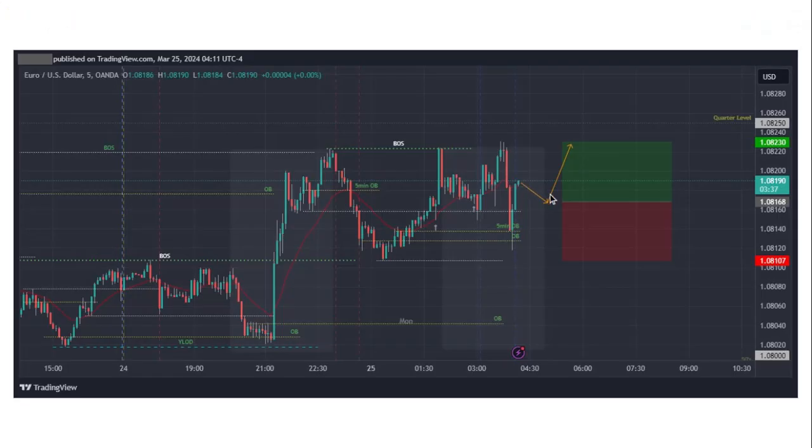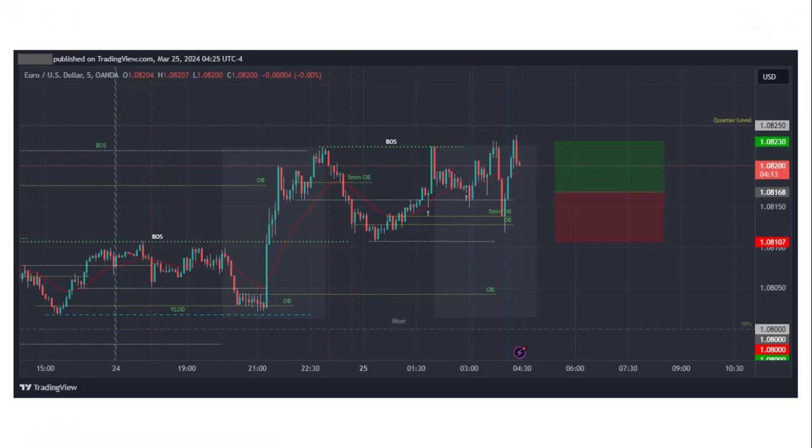This is what I was anticipating for price to do. Well, let me not say anticipating, but hoping for price to do. That way I get a good risk to reward, at least a 1-to-1. But then price didn't give me that pullback and just went straight up here, which is fine. Not all the time will we get what we want, so that's just fine.